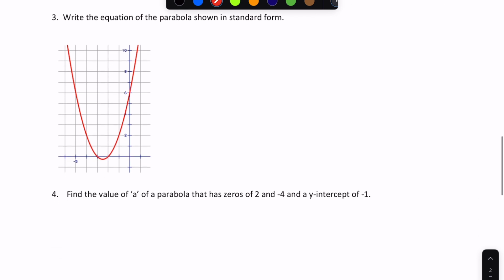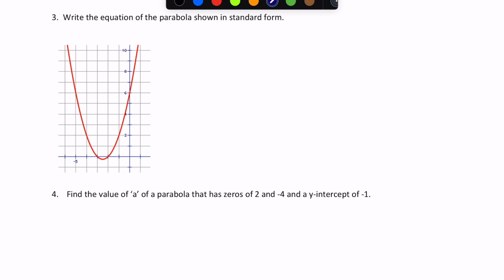Okay, here it says write the equation of the parabola in standard form. And so we know we have two zeros here to start. So we're going to start in factored form and then convert into standard form. And we also know our c value here as well. We have a y-intercept at 0 and 6.